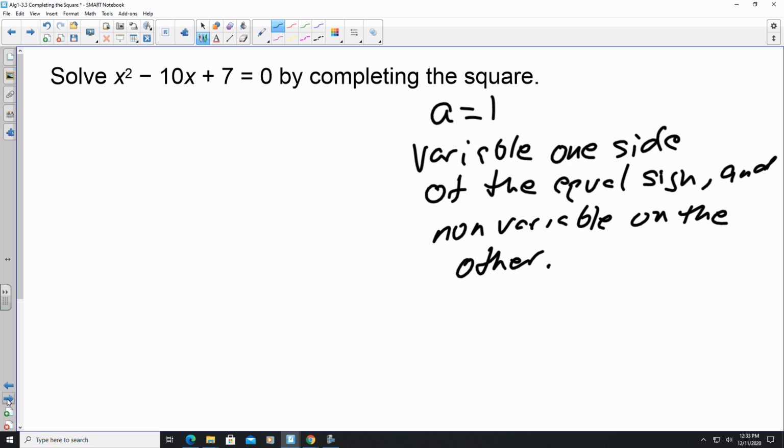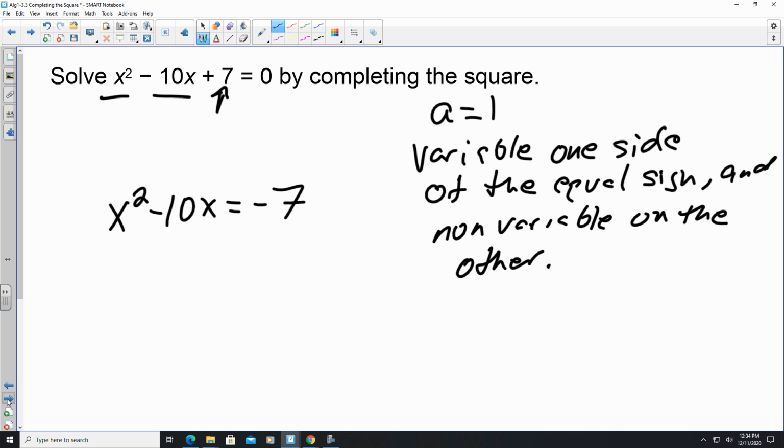So here I have a variable, and then this one is a non-variable. I'm going to try to get that over on the left-hand side. So this turns into x squared minus 10x equals -7. I've got all my variables on one side and all my non-variables on the other side.